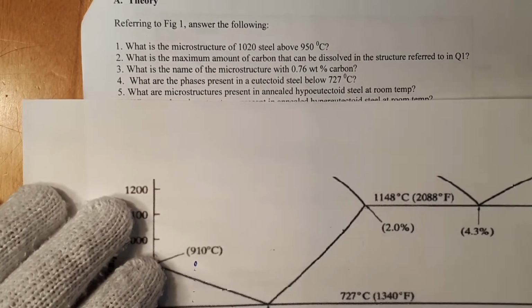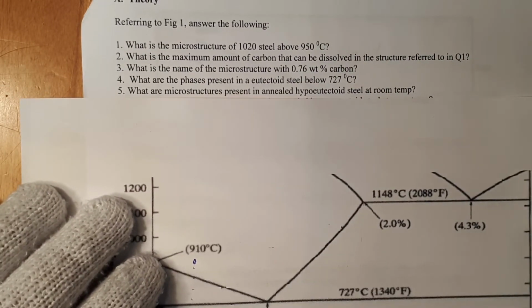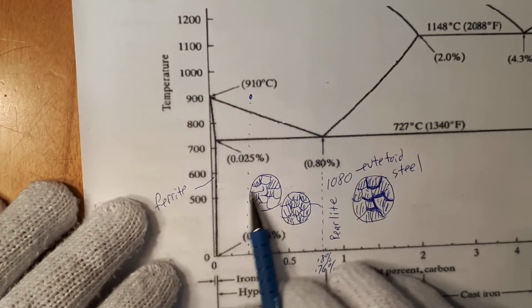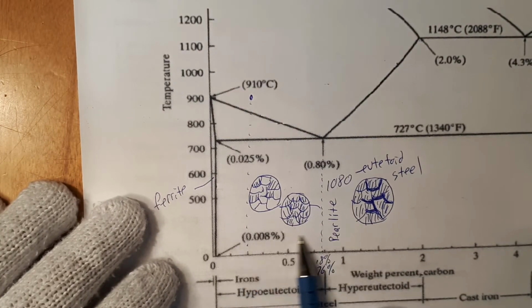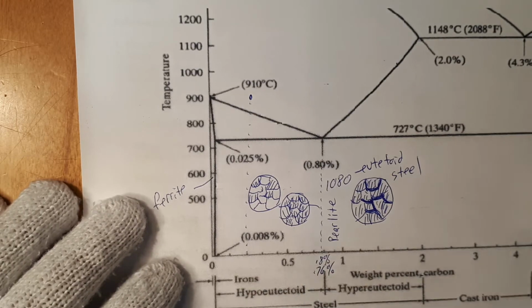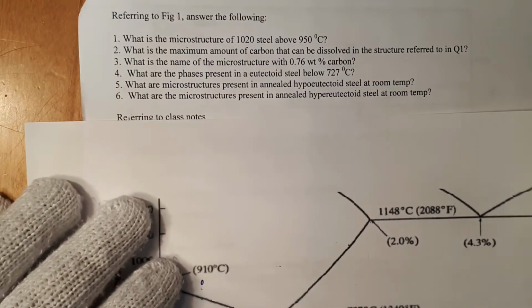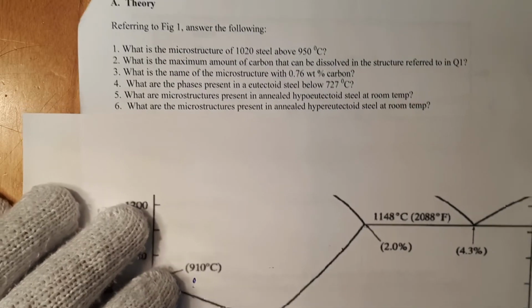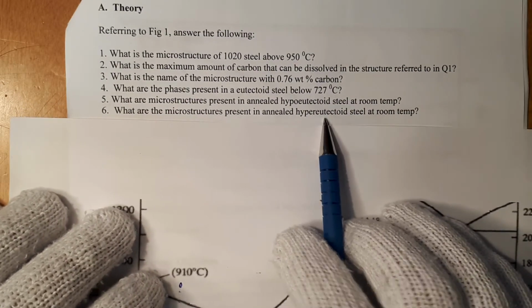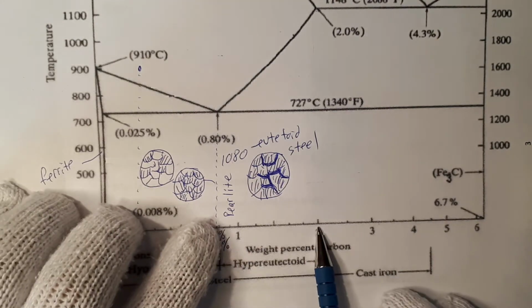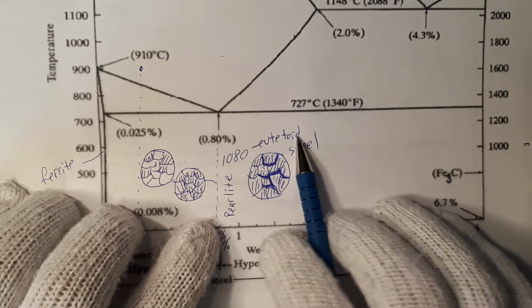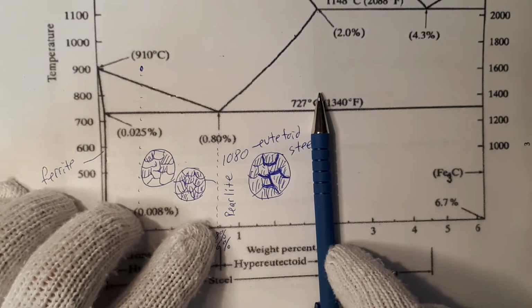And let's go to this. What are the microstructures present in annealed hypoeutectoid steel at room temperature? Here are the microstructures present for hypoeutectoid steels. And what are the microstructures present in annealed hypereutectoid steels? Looking at the diagram again, this will be the hypereutectoid steels. And what are the microstructures present in this region?